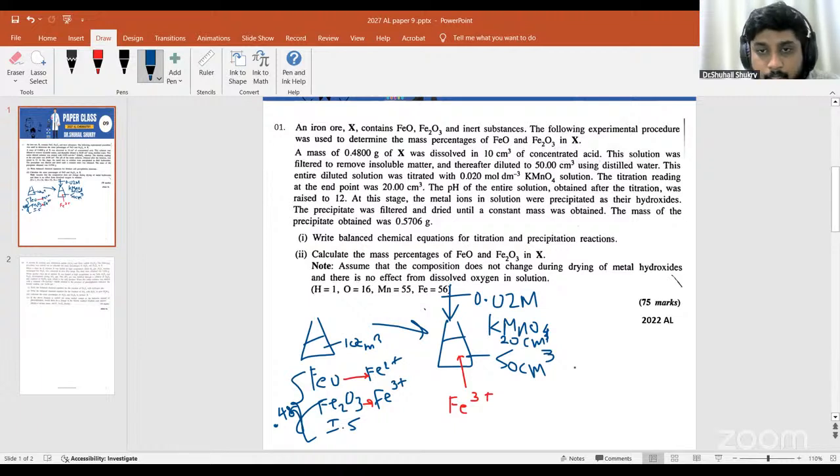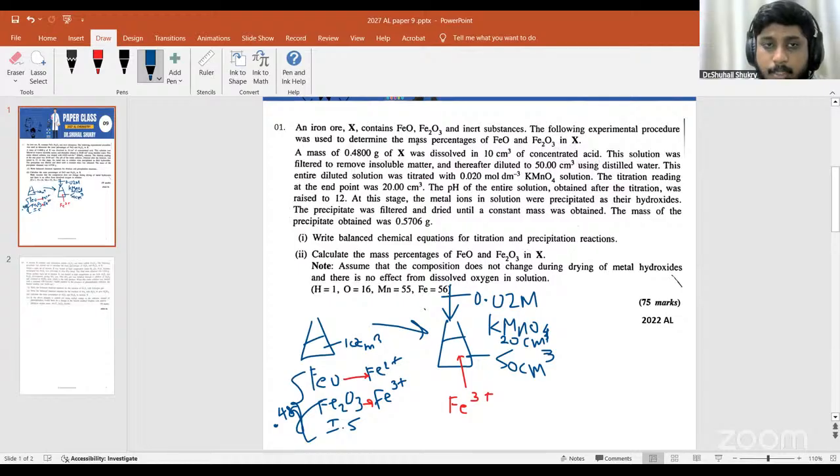Then the pH of the entire solution obtained after the titration was raised to 12. Here they have given that at this stage, the metal ions in solution were precipitated as their hydroxides. Okay, whatever the metal ions here, they were precipitated as hydroxides. So what are the metal ions after the titration? After the titration, what are the metal ions present in this?